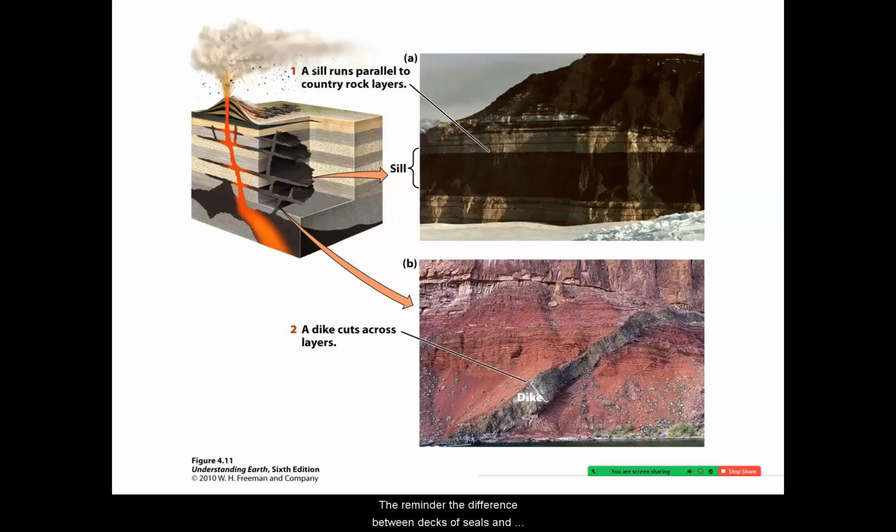Just as a reminder, regarding the difference between dikes and sills, the sills run parallel to the country rock layers along that plane of weakness. And dikes cut across layers. So to figure out which one you've got, you just have to look at what way the rocks around it are tending. We can see this layering to this rock that the dike is cut across, whereas here, the layering is parallel to where that sill formed.